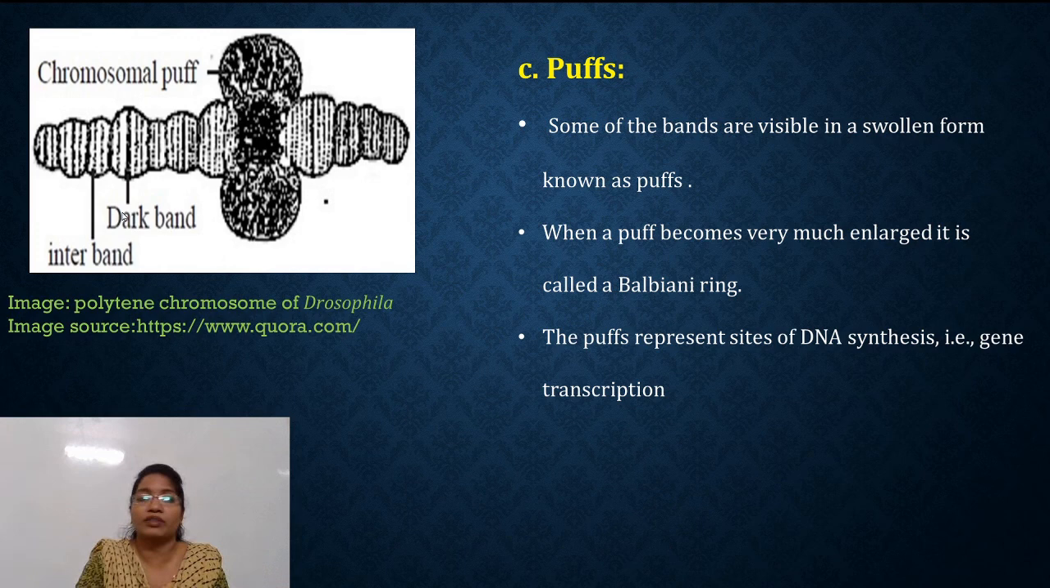And these puffs, so these are the puffs. These puffs represent the sites of DNA synthesis, that is, the sites of gene transcription. So in this figure, we are able to see the formation of a puff, this enlarged portion. Then these are the dark bands and these are the interbands. Okay, so puffs, bands and giant size, these are the three important features of the polytene chromosome.